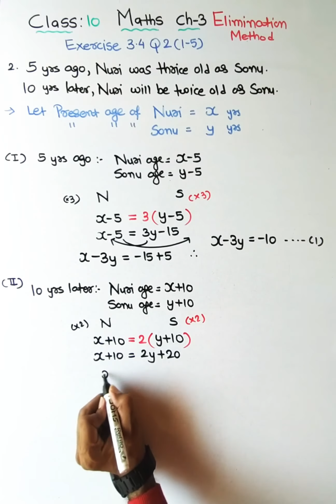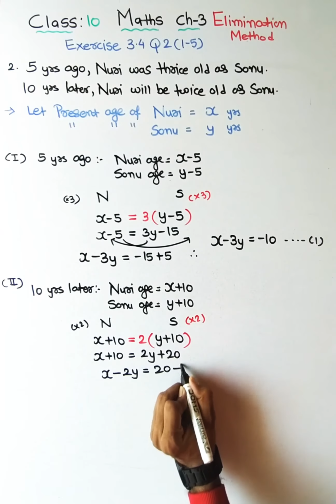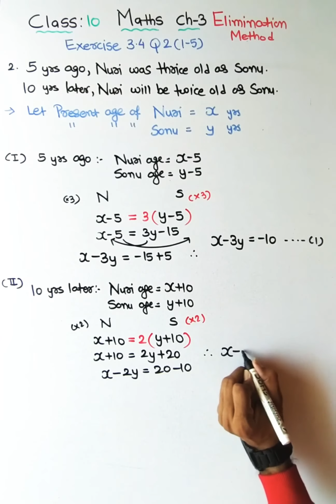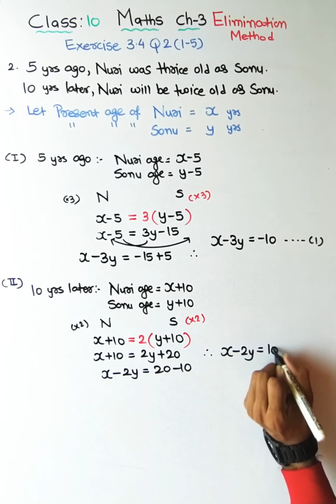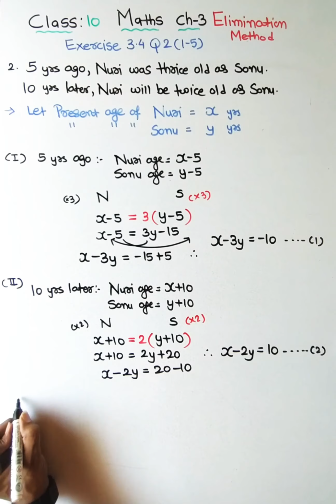Take this 2y on this side. So here we have x minus 2y equals 20 minus 10. 10 goes over here. So our final equation is x minus 2y equals 10, which is our equation number 2. Now let us try to solve the equations.